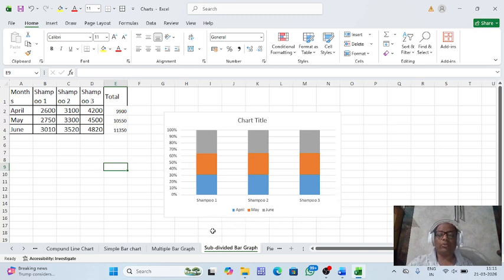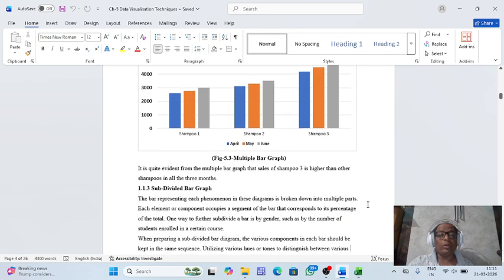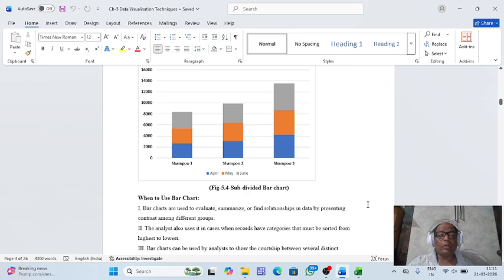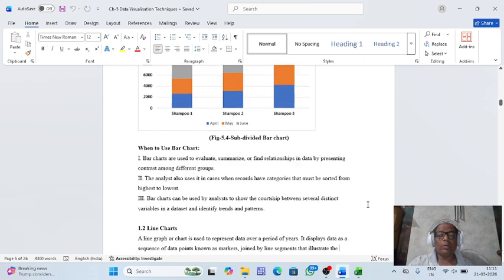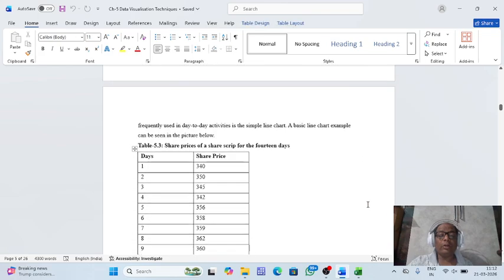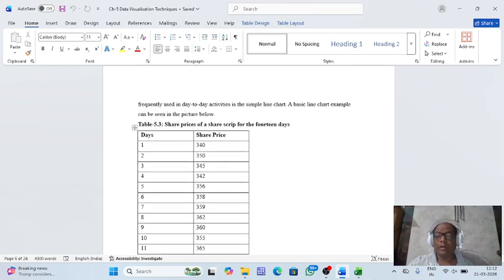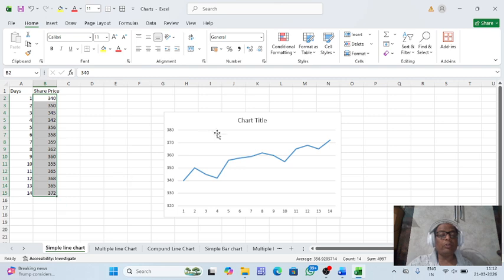Similarly, you can show various types of chart. The next one, the detailed theory is given. Next we'll go for the line chart. First, the line chart. I will have the data of share price. So, a simple line chart. How is it to be drawn?